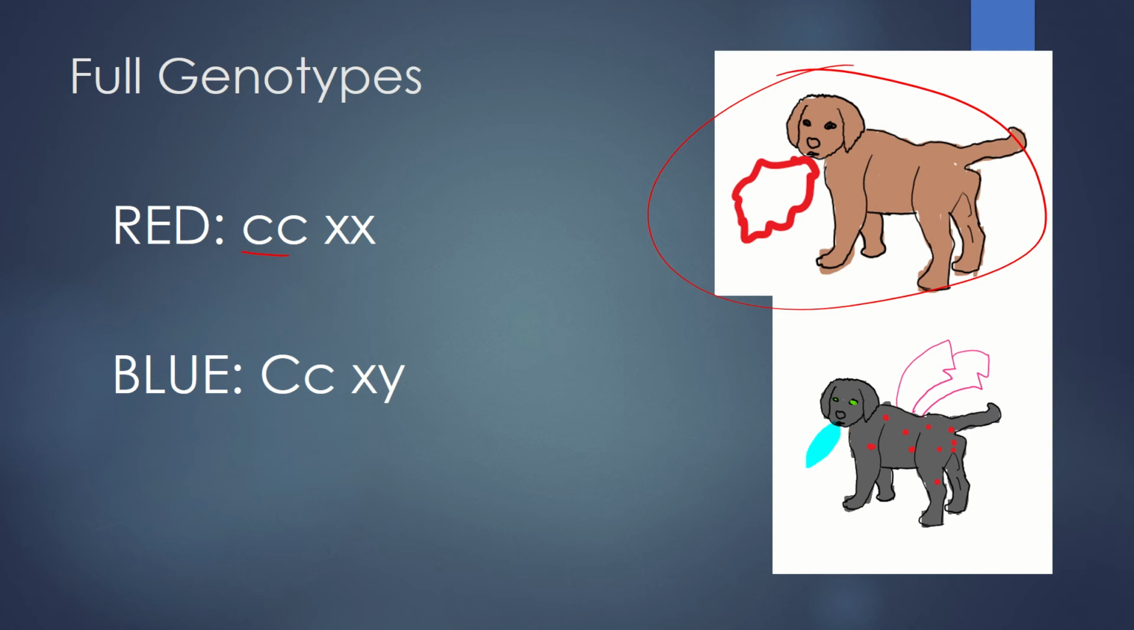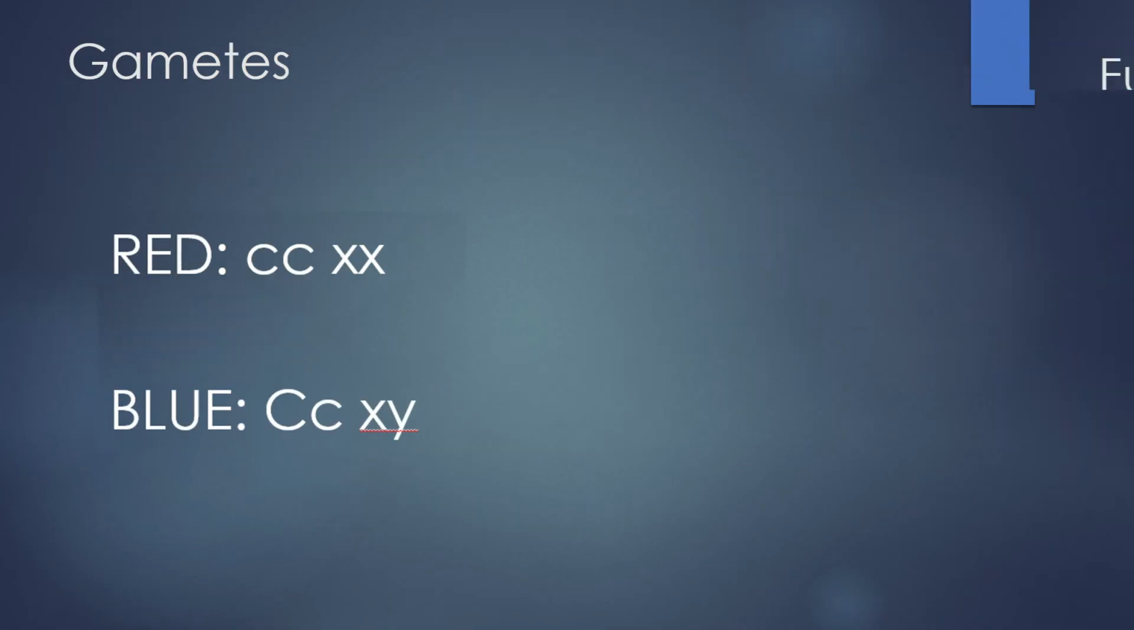And let's say this is Blue. So Blue has an uppercase C and a lowercase c, which means that he's going to be dominant for fur color, which means that he's going to have black fur. Okay, so now let's talk about the XX and the XY. These X's and Y are sex-linked traits. A girl, represented by red, has the genotype of XX, and the boy, represented by blue over here, has a genotype of XY. Okay, so let's move on to the gamete.